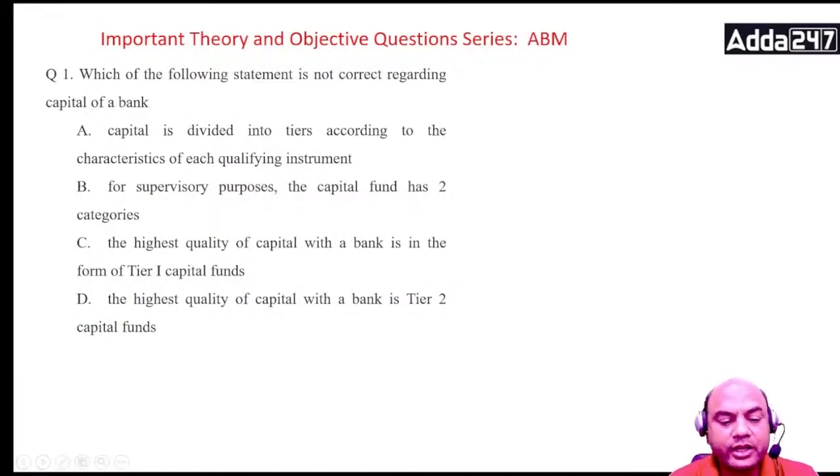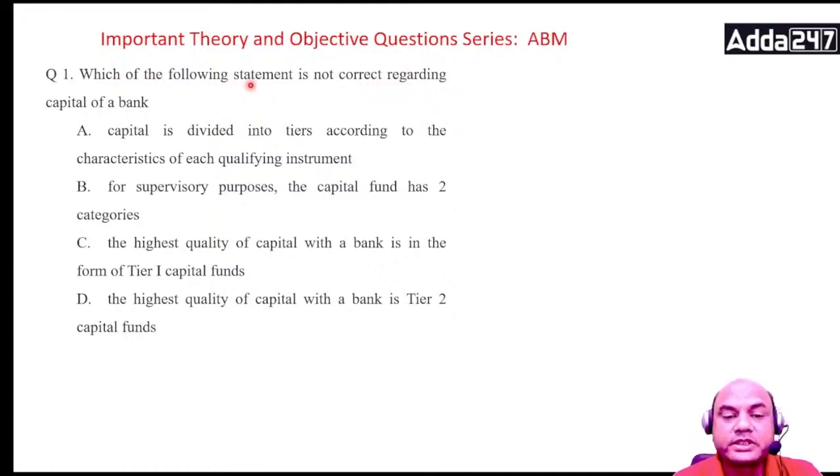The topic we are covering today can be asked in ABM or BFM or ABFM, any of the three. So watch it from that angle, because this topic is common for ABM, BFM, and some part of ABFM also. We'll be covering these objective questions. So let's start one by one.